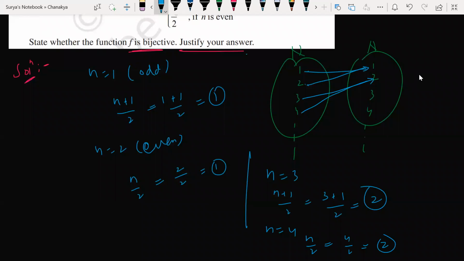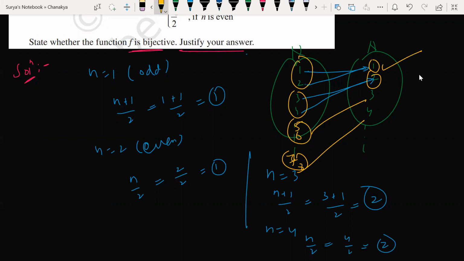Now by this time you might have understood a pattern, isn't it? Check. 1 and 2 giving me 1, 3 and 4 giving me 2, 5 and 6 will be giving me 3, 7 and 8 will be giving me 4, and so on. 2 pre-images giving me one image. 1 and 2 are the pre-images giving me 1. 3 and 4 are the pre-images giving me 2. 5 and 6 giving me 3. If you have a doubt, check. 7 and 8 will be giving you 4. All right. So how did I get to know that? By looking at a pattern.